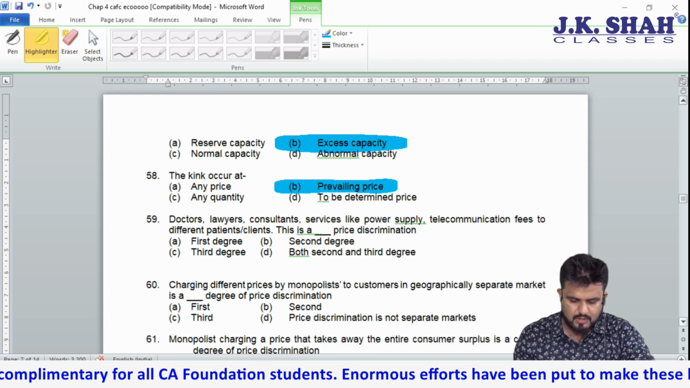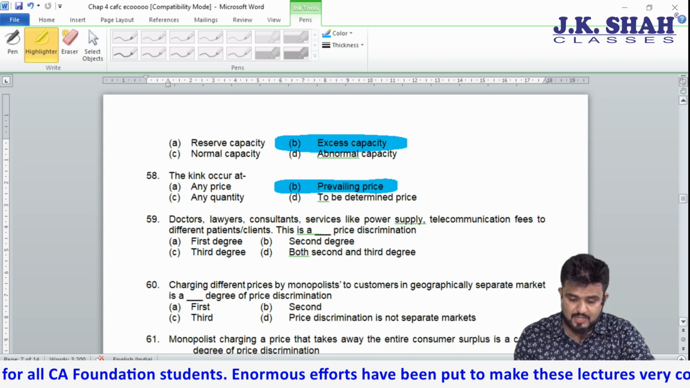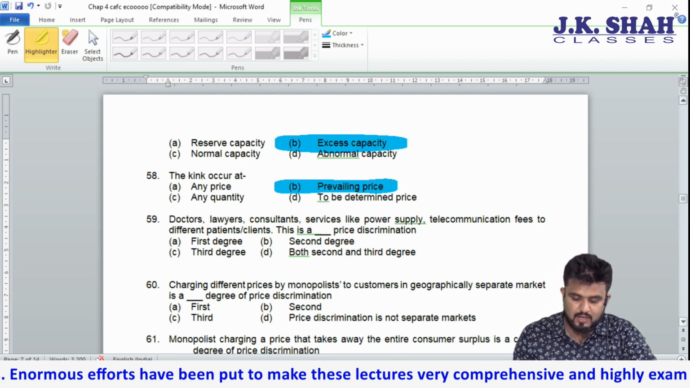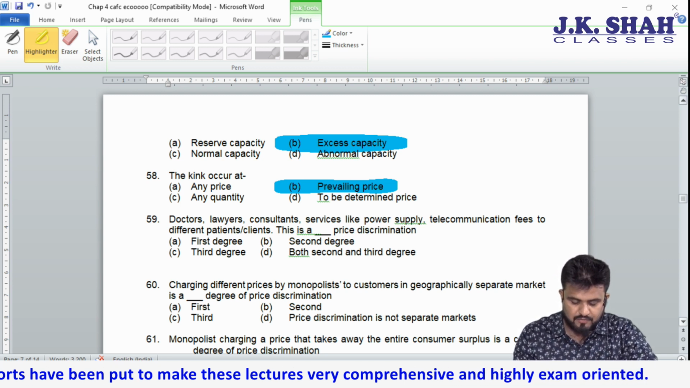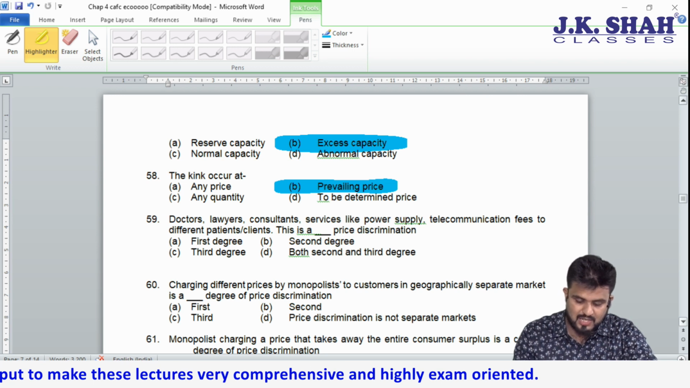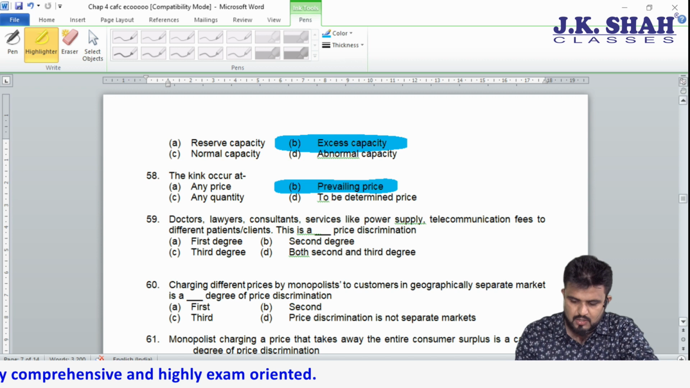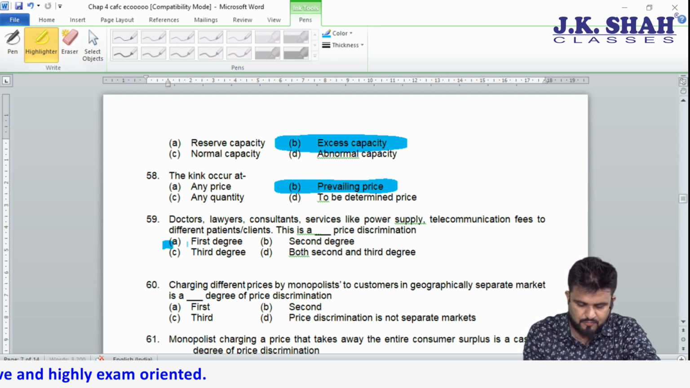Next, doctors, lawyers, consultants, services like power supply and telecommunication charge different fees to different patients and clients. This is dash price discrimination. So students, it is first degree price discrimination.